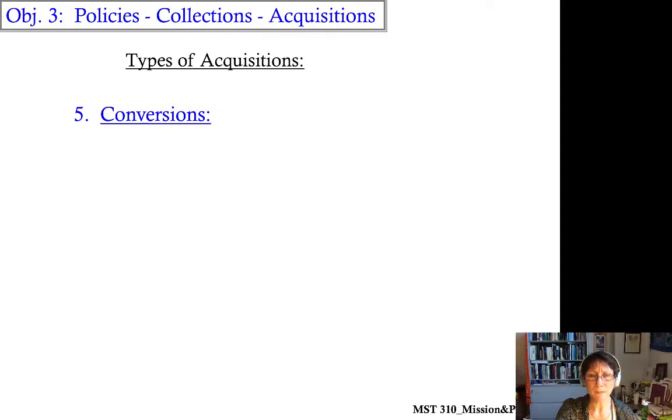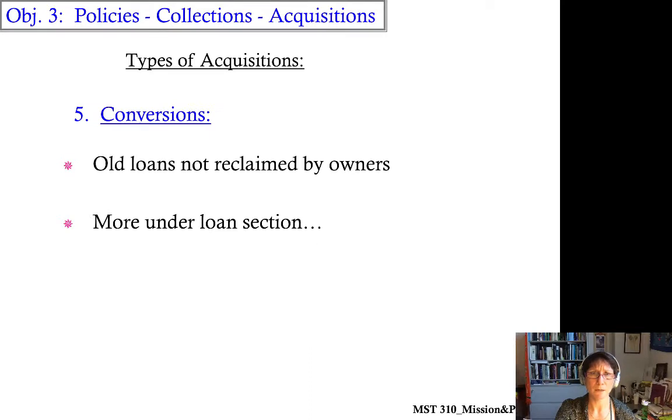Now, it's rare, but sometimes there are things that are called conversions that can be acquisitions to your collection. So what these are is old loans that were not reclaimed by owners. So for instance, we had an example of this not so long ago in our museum where decades ago, an exhibit was designed and installed in our museum, and it concerned African American baseball players. And there was a donor in town that had some original objects belonging to an African American baseball player. And so those were displayed in the exhibit gallery.